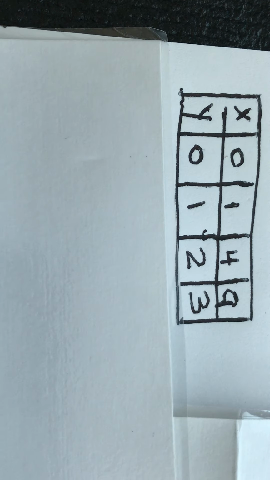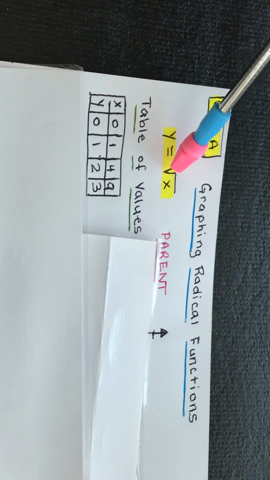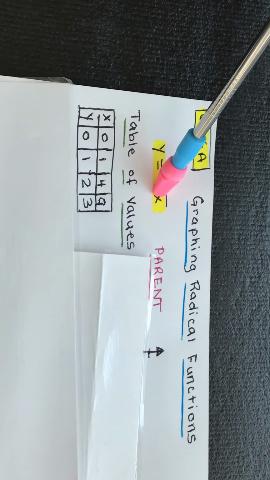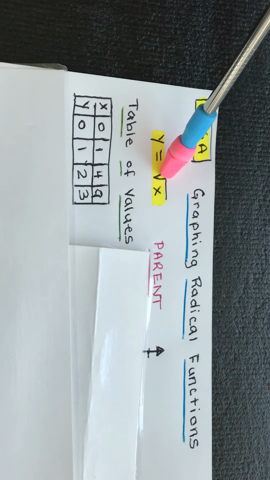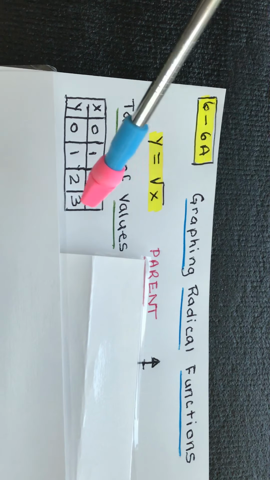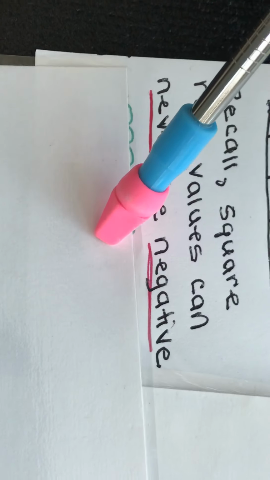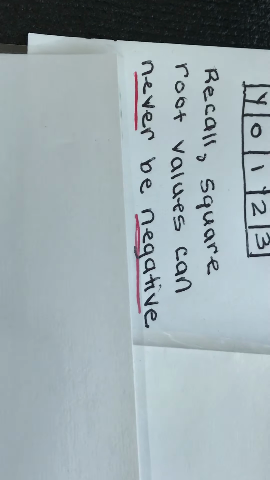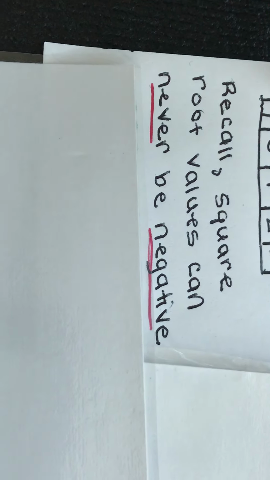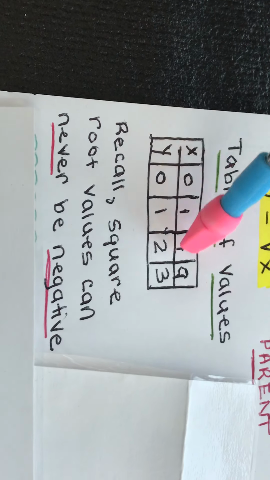Now I want you to recall from a previous unit that you cannot square root a negative number. For example, if I change x to -4, the square root of -4 can't do it. It turns out to be an imaginary number. So I'm going to ask you guys to write down that little sentence there. It's pretty important. Square root values can never be negative. So again, these x values won't be negative. They're only 0 and positive.